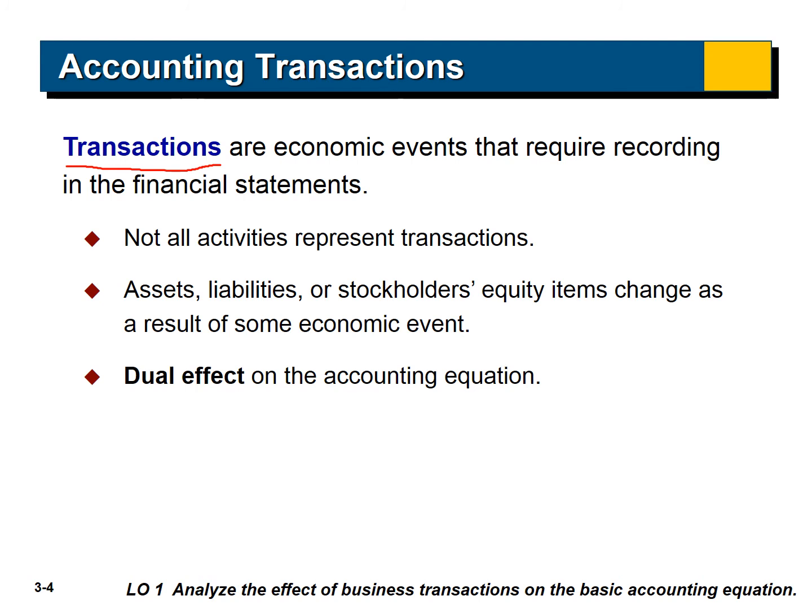So which ones do require recording? Well, this second bullet tells you assets, liabilities, or stockholders' equity items that change as a result of the economic event. So if it's going to be recorded, it has to have changed one of those items. And each transaction has a dual effect on the accounting equation, and they call that double entry accounting. Double entry because it has a dual effect.